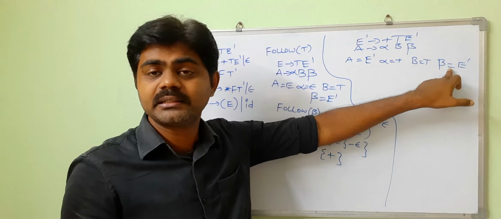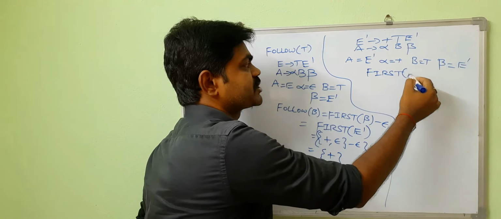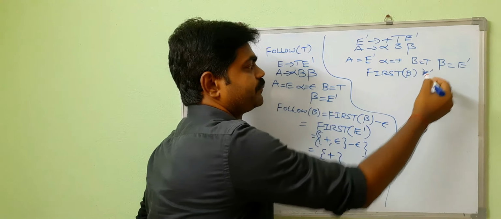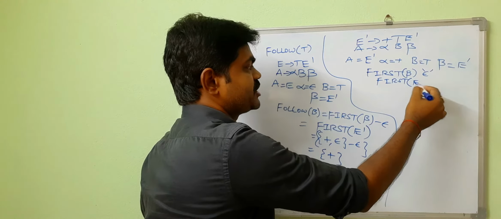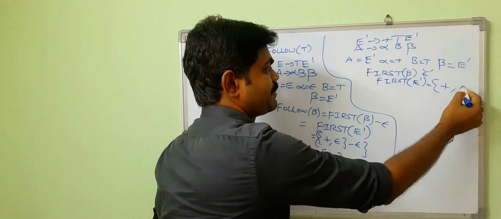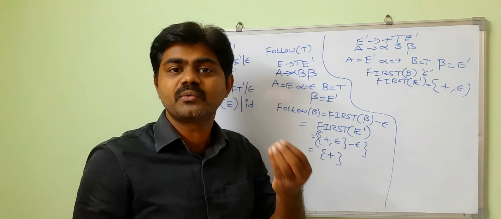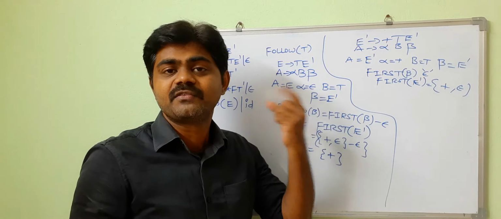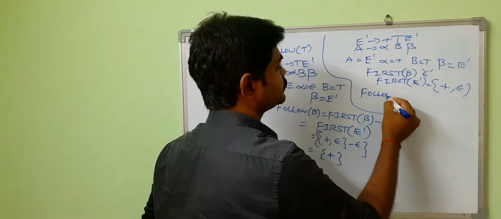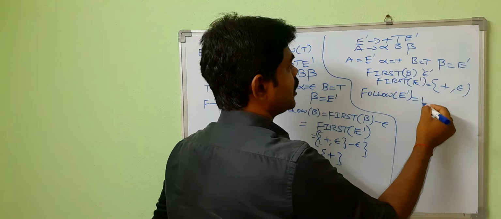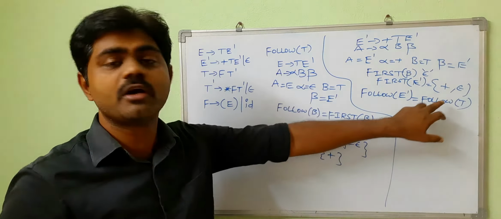Now check for beta, check for first of beta. So first of E dash. If first of beta contains epsilon, then what is first of E dash? First of E dash equal to plus comma epsilon. Here we have epsilon. So if first of beta contains epsilon, we should go for rule 3, as I said: follow of A equal to follow of B. So follow of E dash equal to follow of T. So we need to find out follow of T, right?